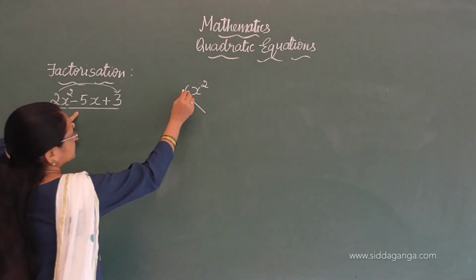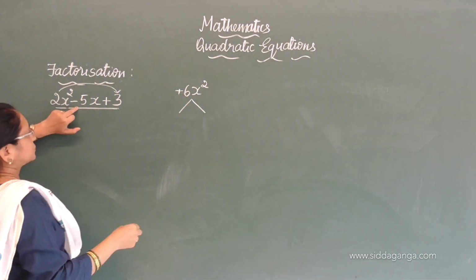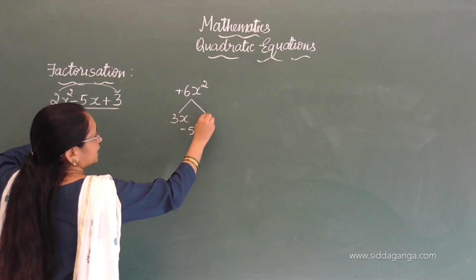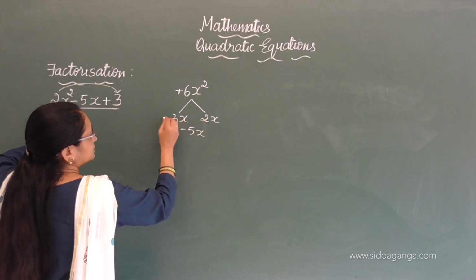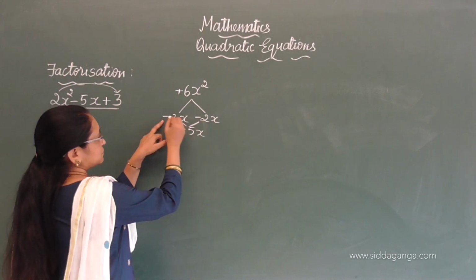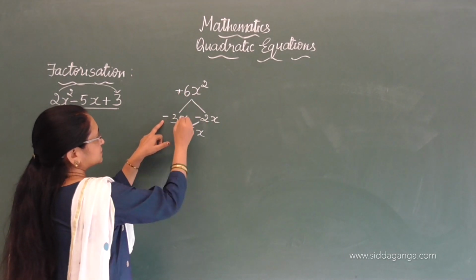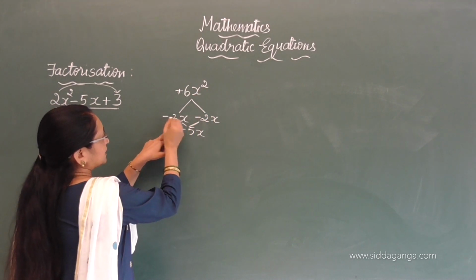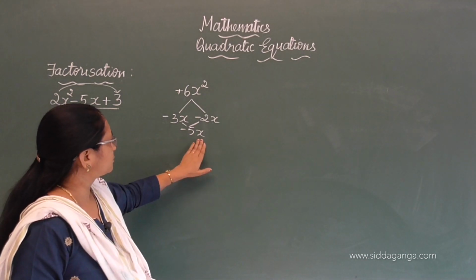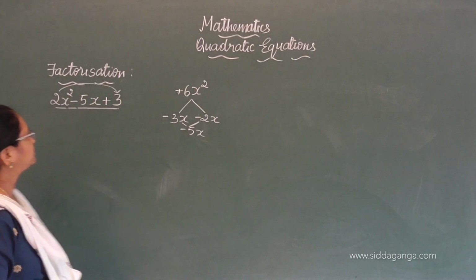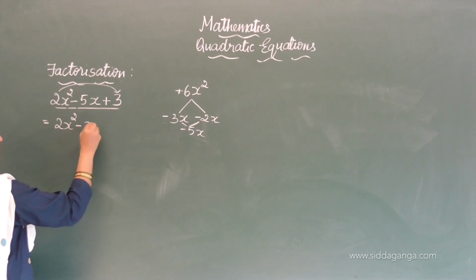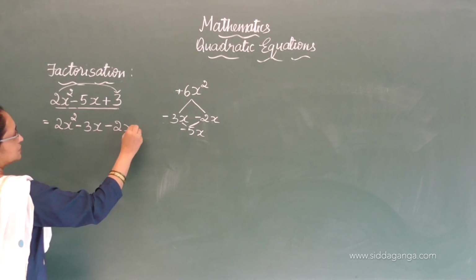Now here 6x square we need, that is plus, so here 5x we need. So how shall I split, 3x and 2x? Minus into minus is plus, 3 twos are 6, x into x, x square. So here minus 3x minus 2x will give you minus 5x. So this is how we have to do it, by splitting the middle term. So how will you do this now? 2x square minus 3x minus 2x plus 3 is equal to 0.